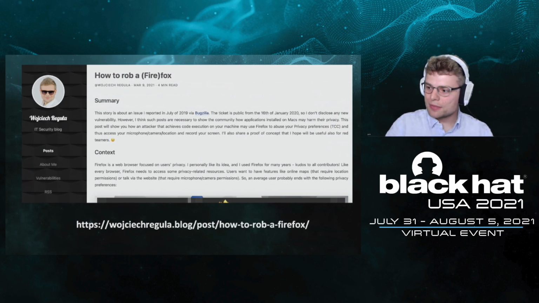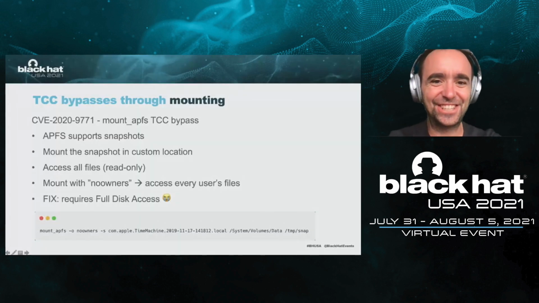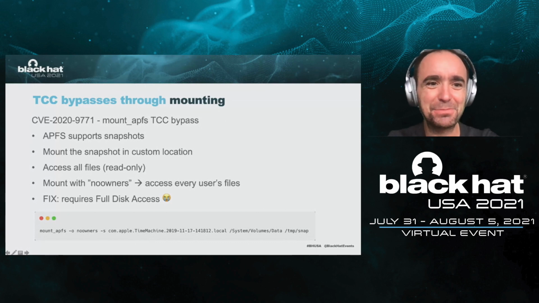So I'm passing the microphone back to Csaba. Okay, so let's continue with the third group of bypasses for TCC, and those involve the mount operation in some way. So the first vulnerability I want to cover, I discovered last year, and it involved the mount_apfs utility, which we can use to create snapshots.